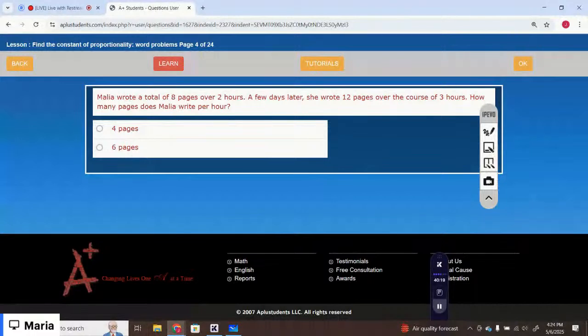Malia wrote a total of 8 pages over 2 hours. A few days later, she wrote 12 pages over the course of 3 hours. How many pages does Malia write per hour?